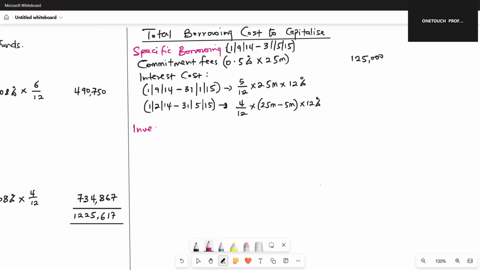So this will give us the borrowing cost. Then we deduct the investment income. The first one is what? 1,250,000. Is that what you're saying? It's correct. As well, 1,250,000.